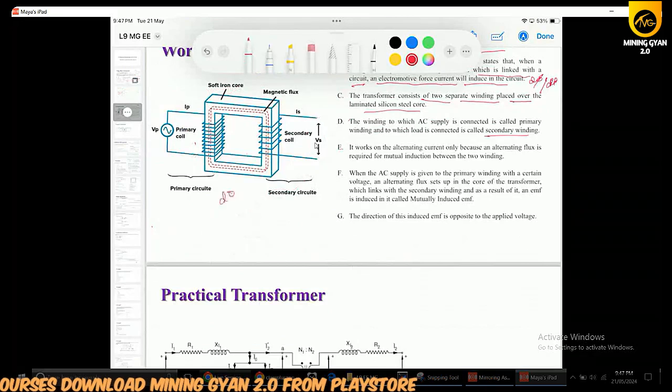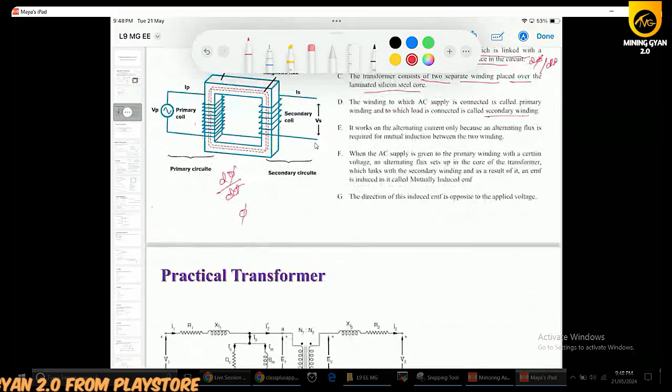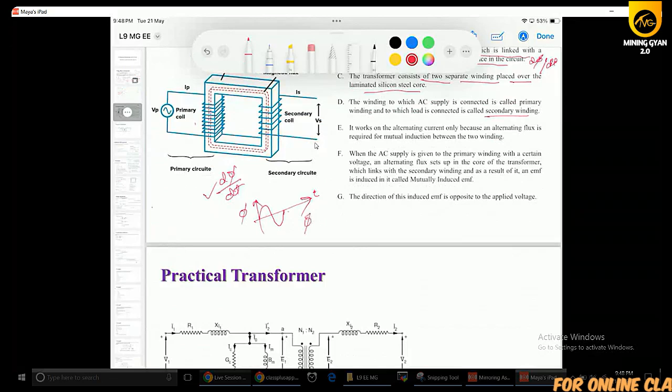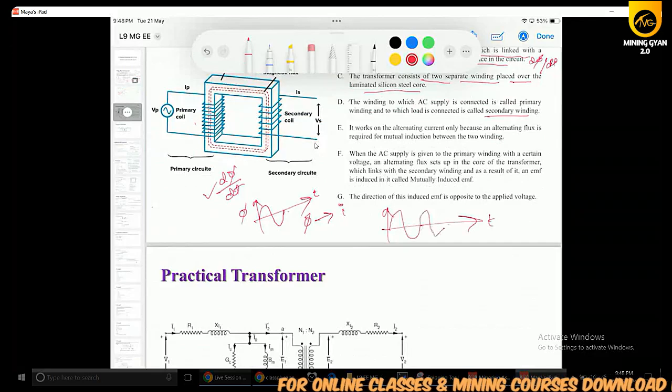Then how will we get the variation of flux, as there are just static parts only, in order to get the d phi by dt change? It means the flux is varying, so we have to get alternating flux that is varying with respect to time. So how will we get the flux? In order to get the alternating flux, we have to supply alternating current like this, then only we will get the alternating flux.